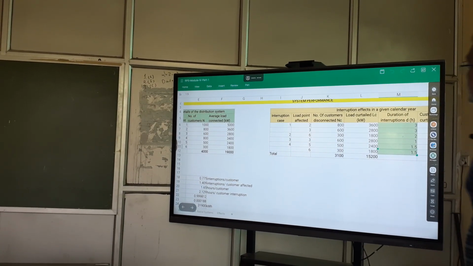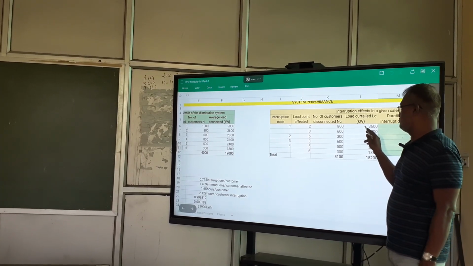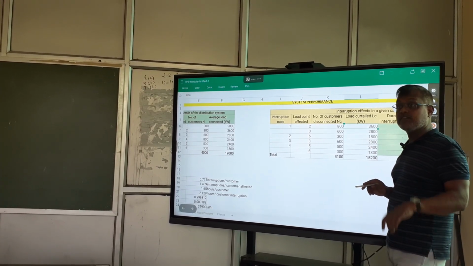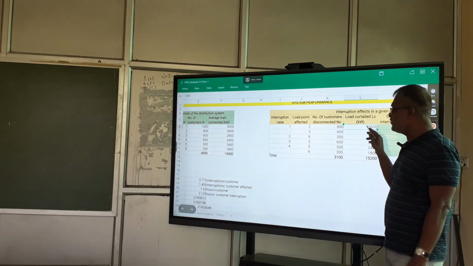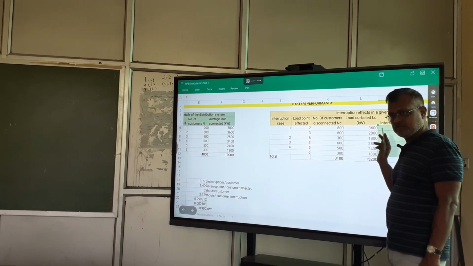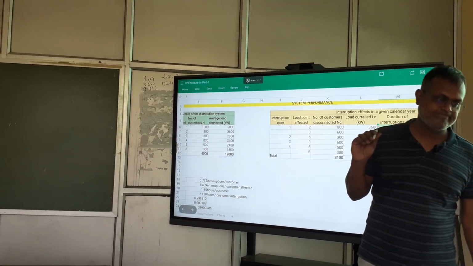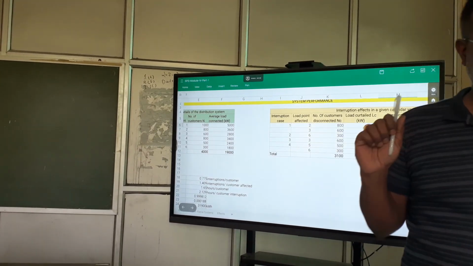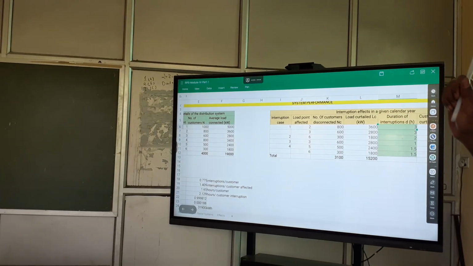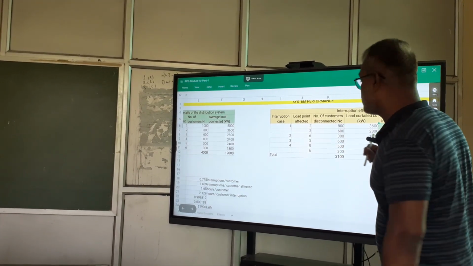Now what is the use of this duration of the interruption? The load curtailed is 3600 kilowatt. What is the energy curtailed? Energy curtailed is equal to load curtailed into the duration. 3600 into 3, how much? 10800 kilowatt hour.